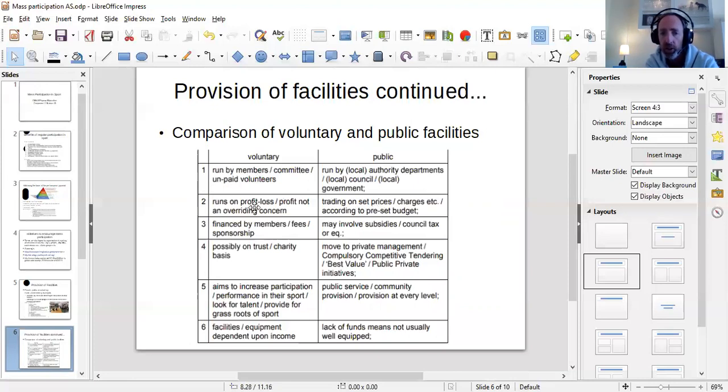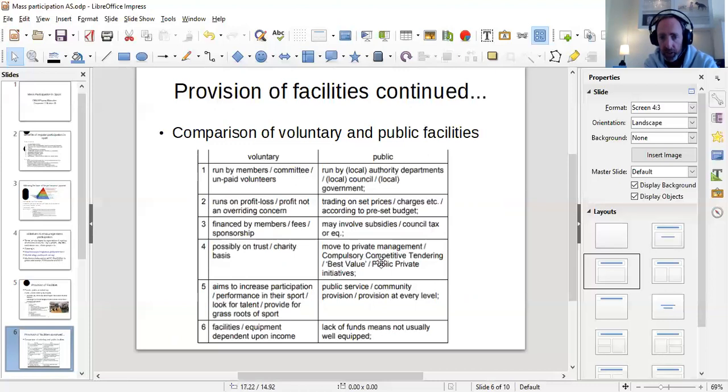The voluntary organisation runs on the profit loss. The profit will not be an overriding concern, and usually these kind of organisations will reinvest their profit back into the club, try and improve the facilities for their members. It doesn't go to individuals. Public facilities, this may involve subsidies, council tax, etc. That's where they get the funding from. Whereas voluntary clubs are funded by the members, and the members pay a fee or subscription. They might be able to attract sponsorship to help with that as well, pay for kits, pay for the facility, the equipment, coaching.